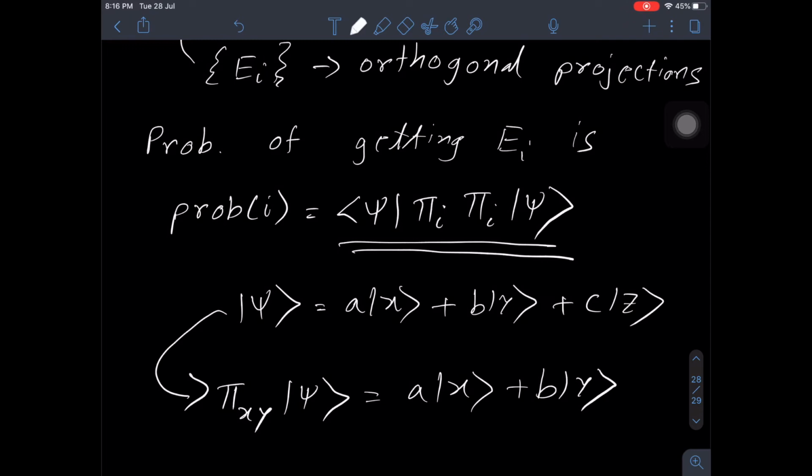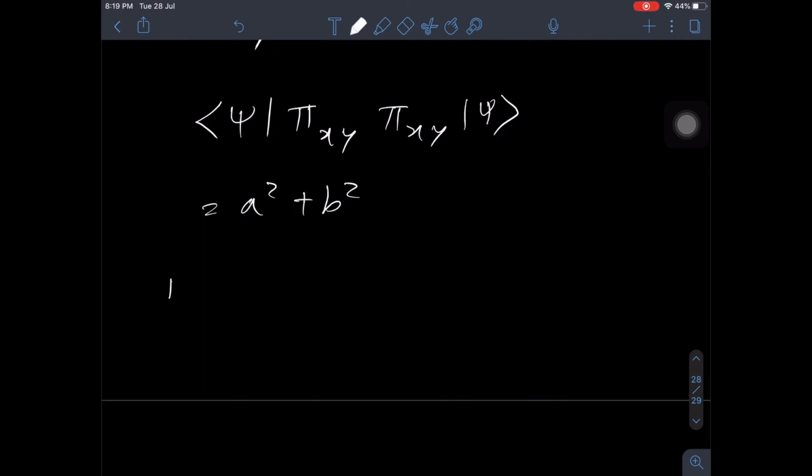So once you project out, it collapses to the vector, and then what you do is calculate the probability by taking the norm of that collapsed vector. All right, so let me write it down again.